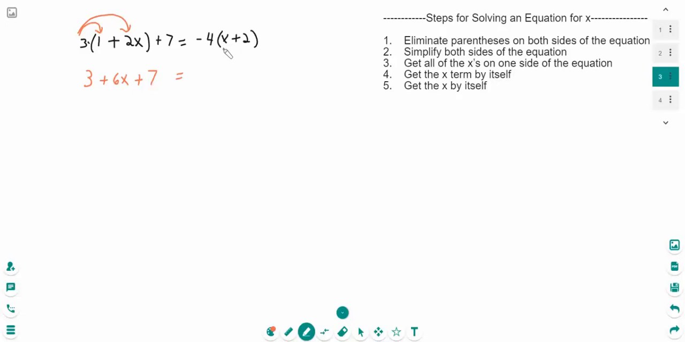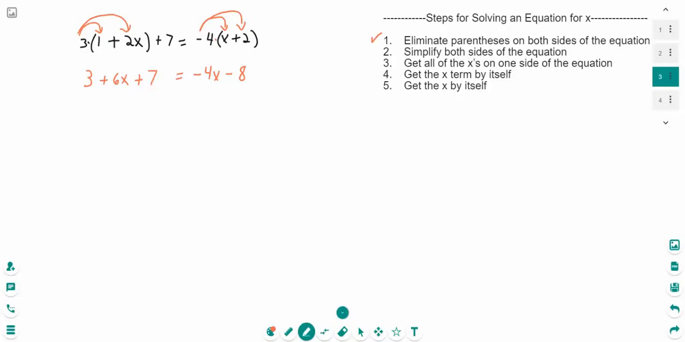Now over here, we also have a set of parentheses. And again, it's being multiplied. So we're going to do the same thing. Now, remember to keep the sign with the coefficient. So we have a negative 4 times an x, which is going to give us a negative 4x. And then we have a negative 4 times the positive 2, which is going to give me a negative 8, right? And again, notice parentheses are gone. So step 1, check, done.